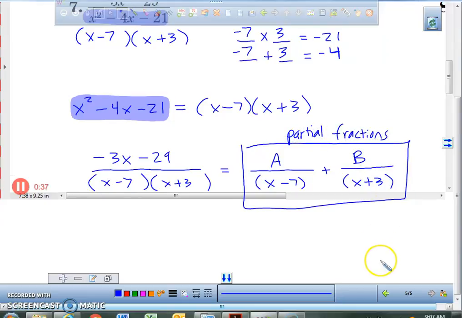And what we're going to do in this video is take this expression right here that I'm circling, and decompose it or break it down into this fraction and this fraction. So essentially we're solving for A, and we're going to solve for B.